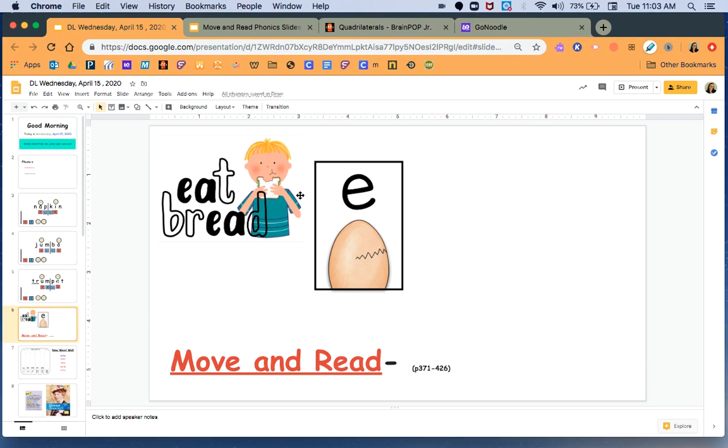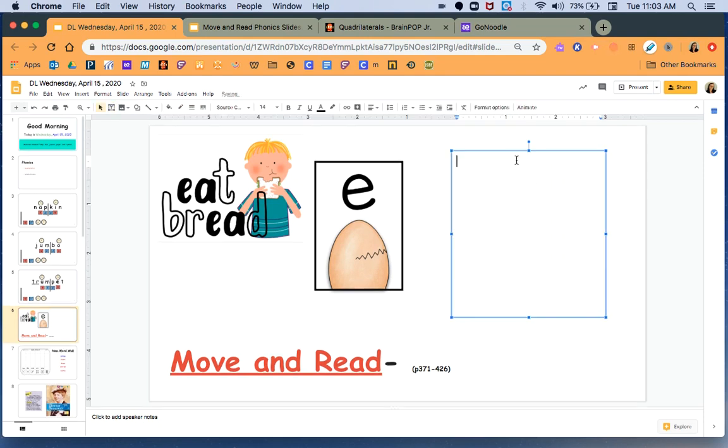So when you're reading today for your 20 minutes, what I want you to do is I want you to look for EA. Look for EA words while you're reading today.